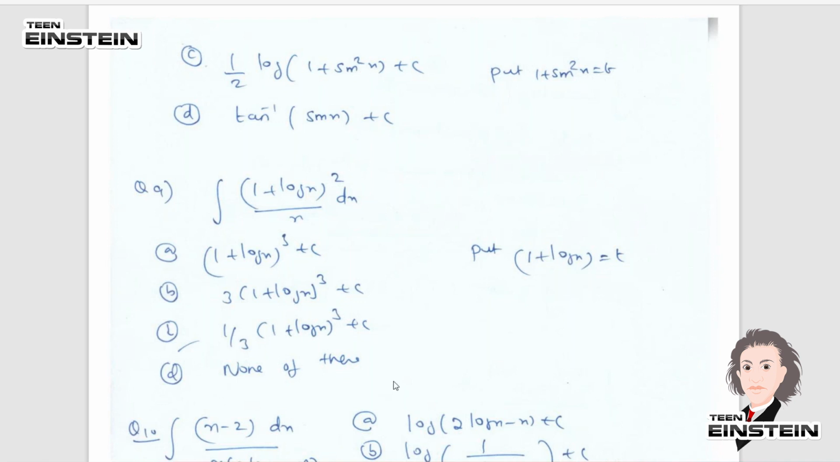So how to solve this problem? How to solve this integral? What substitution can we use here? What is the differentiation of 1 plus log x? It is 1 by x, and that is given in the integrand. Here I am having 1 by x. It is present in the given integral. So I can use 1 plus log x is equal to t.